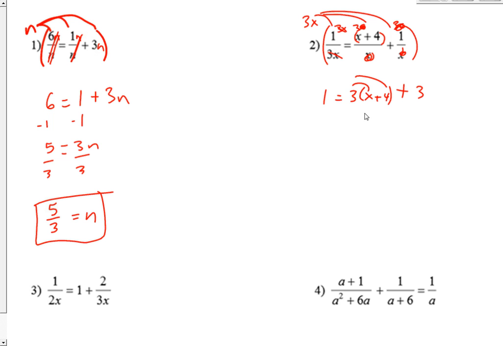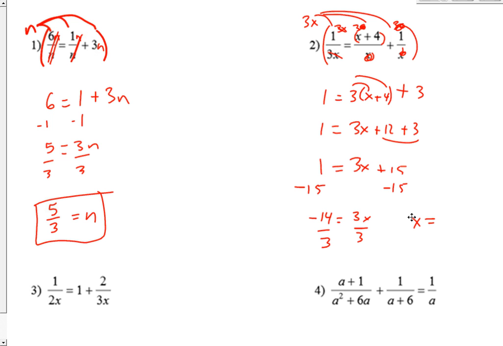I'm going to distribute the 3. I get 1 equals 3x plus 12 plus a 3. 12 plus 3 is 15, so I get 1 equals 3x plus 15. And now I just solve, minus the 15, I get negative 14 equals 3x. Divide by 3, and I get x is equal to negative 14/3.